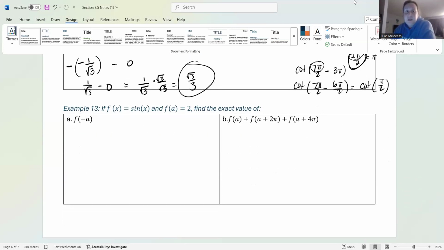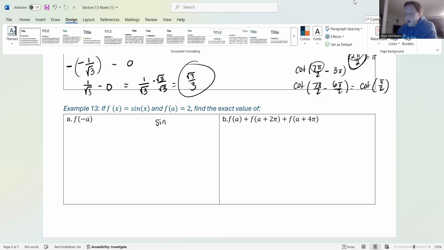Okay, so for example 6, it says if f of x equals sine of x and f of a equals 2, find the exact value of the following. Well, we're just going to do a play on even and odd functions and then the periodic nature of sine, okay? So we know that f of x is sine of x. We also know that if we evaluate that function at a, we get 2. Well, what would happen if we evaluated that function at negative a?